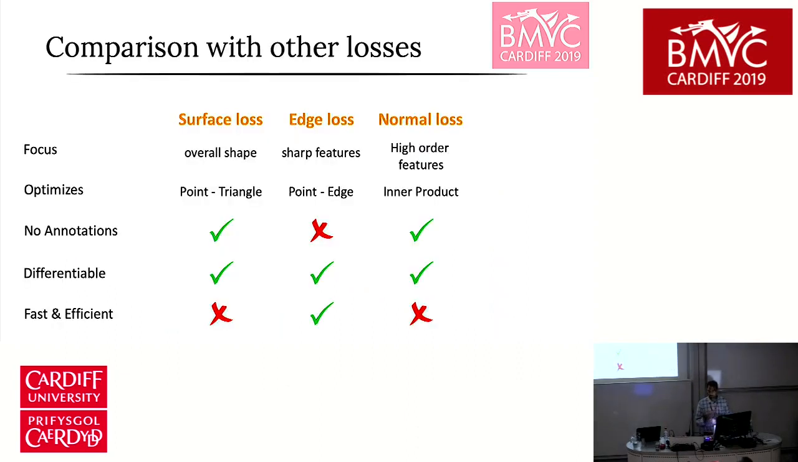Hence, to summarize quadric loss, it preserves sharp features by minimizing displacement of points in the normal direction. It does not require any manual annotations like the edge loss. It's fast, differentiable, and easy to optimize.